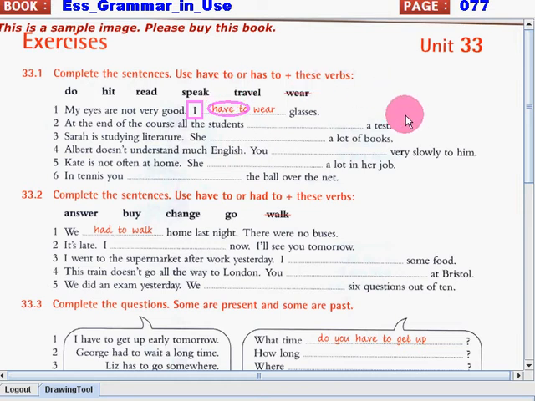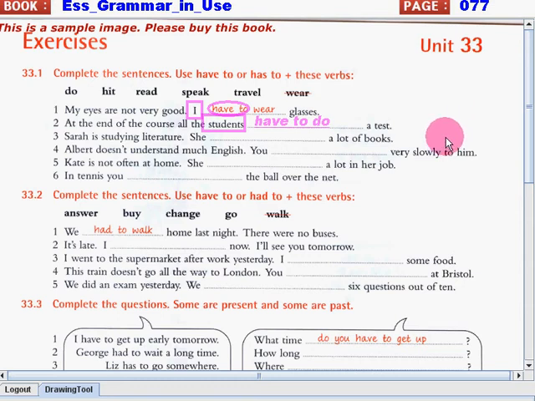Next. At the end of the course, all the students blank a test. So, our subject here is students, and here students is plural. So, we will use the word or verb have to. The students have to. What is our verb? So, of course, the students have to do a test.